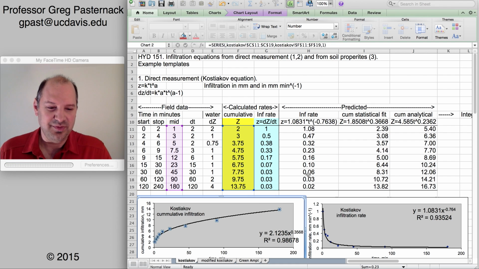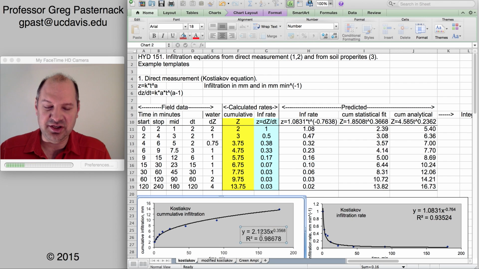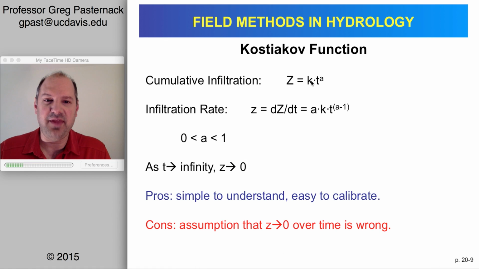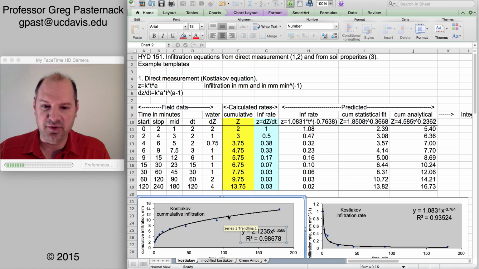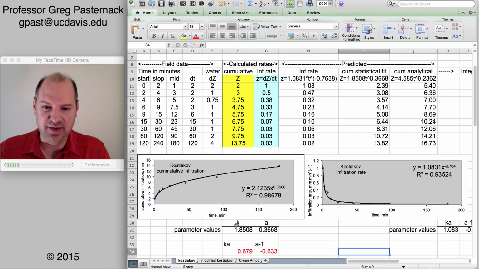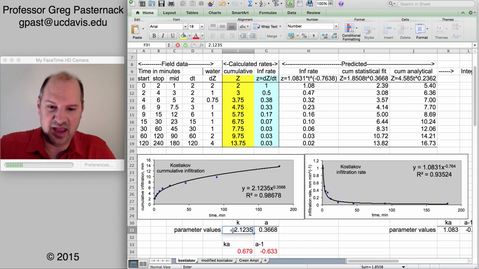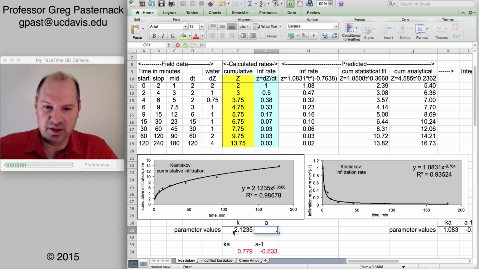Okay, so we have these two functions, and you can see what we've done is we fit equations to those functions. And if we just zip back to PowerPoint for a second, you can remind yourself that if we do a least squares regression to this power function, we can solve for k and a. So for the cumulative infiltration, that's giving us a value of 2.12, which I need to now fix. Sorry about that. 2.1235, that's our k value. And then our a value is 0.3568.